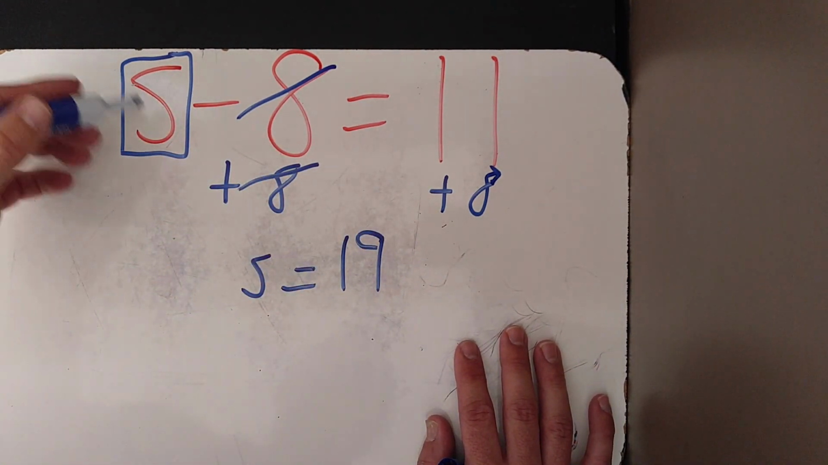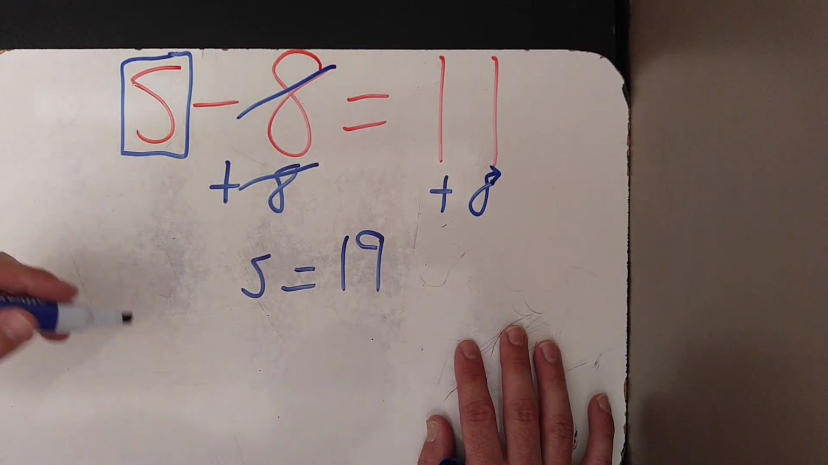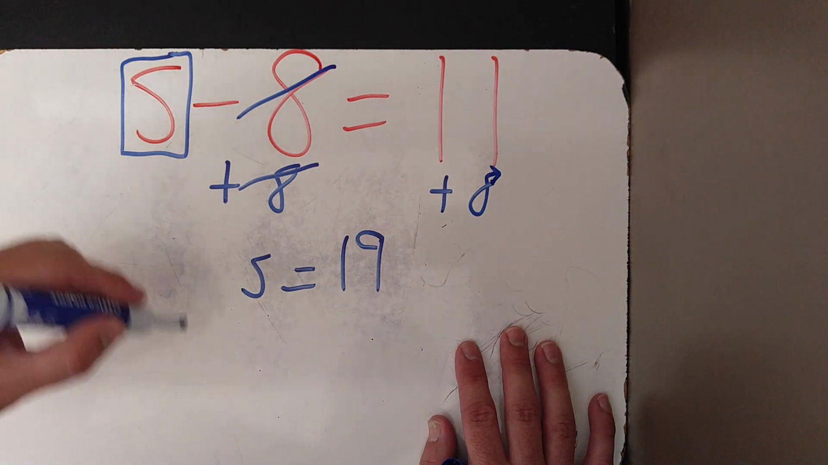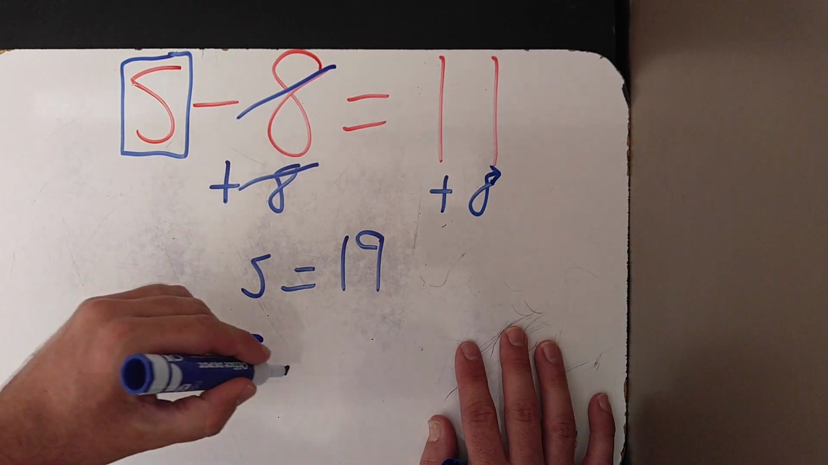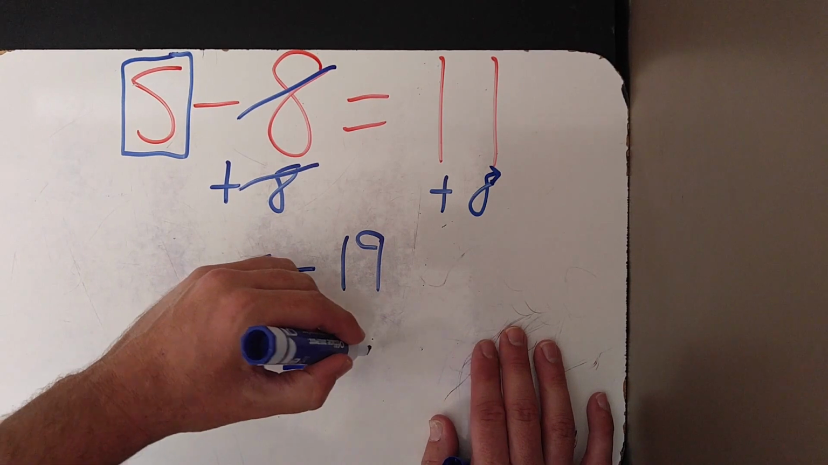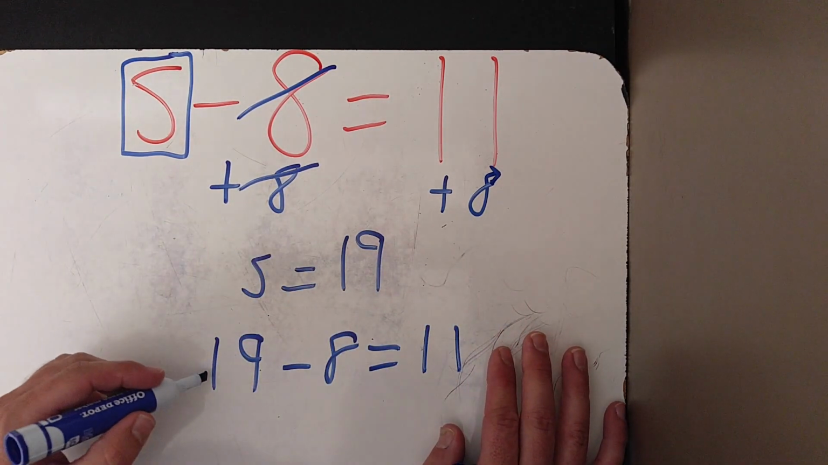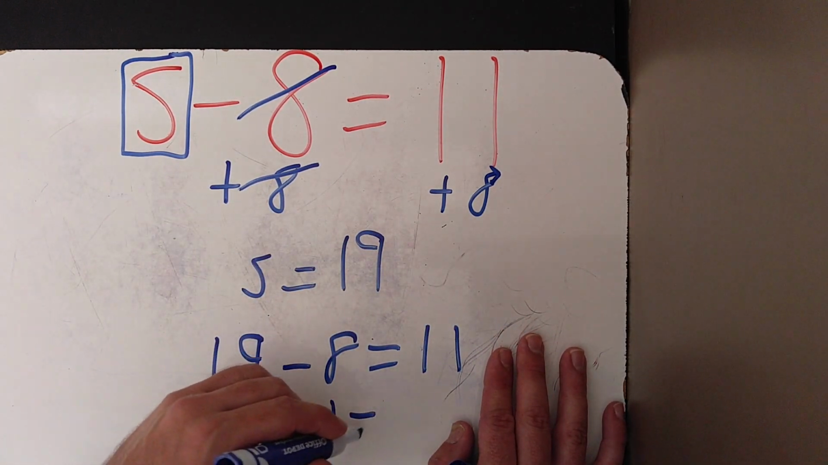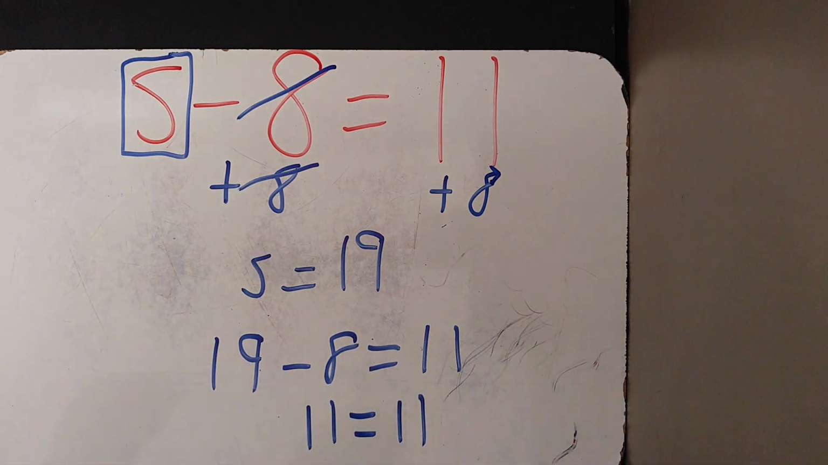And once again, you can plug this back into the equation to see if you're correct. Substituting for s, s is 19. 19 minus 8 equals 11. 19 minus 8 is 11. 11 equals 11, so that is correct.